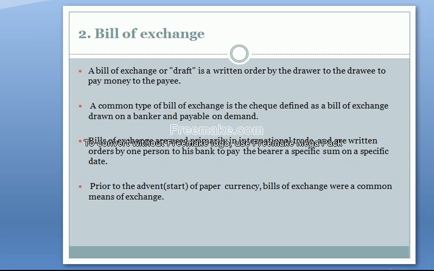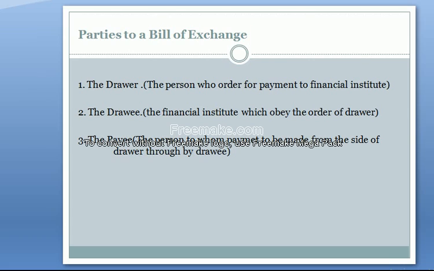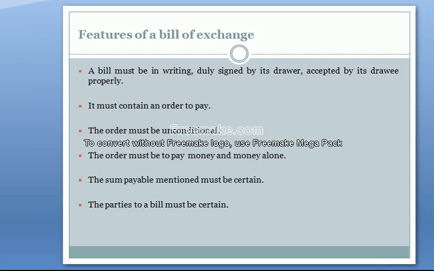So a bill of exchange must clearly have the detailed amount of money, the date, and the parties involved, including the drawer and drawee as well. This is the simple specimen of the bill of exchange. You can see these are the parties involved in the bill of exchange. So in the upcoming class we will discuss the features of the bill of exchange.